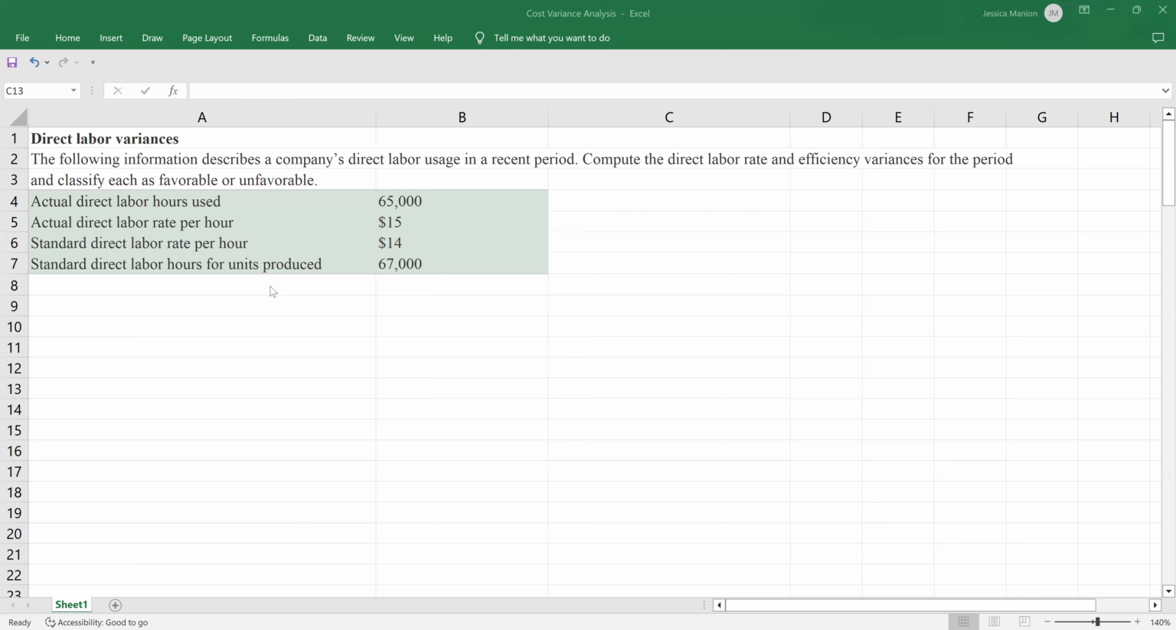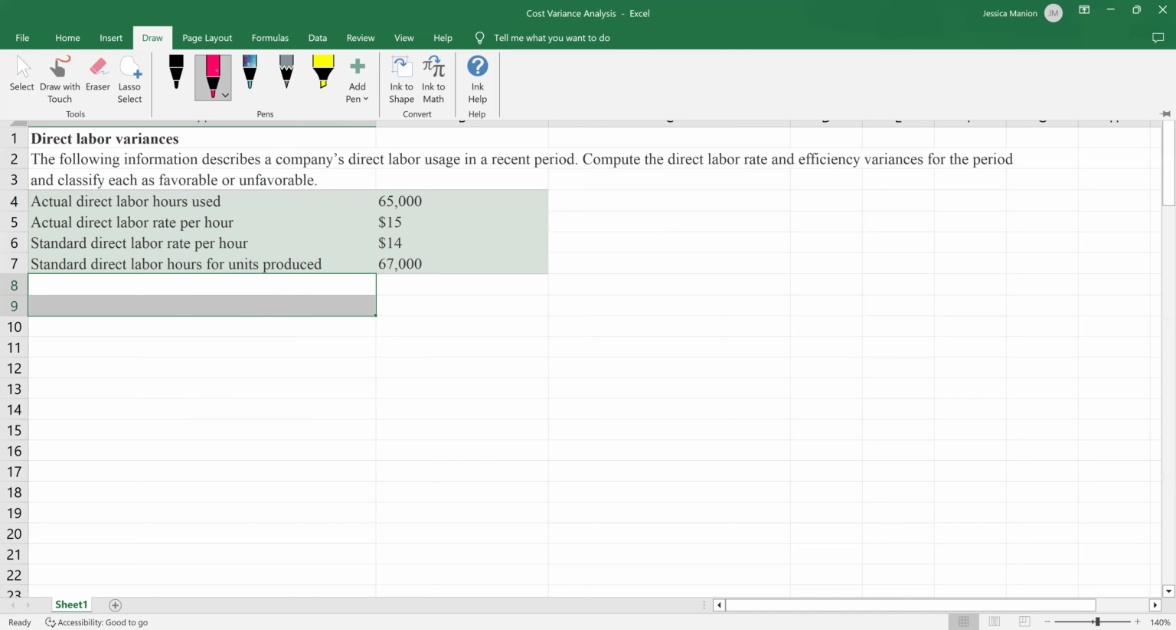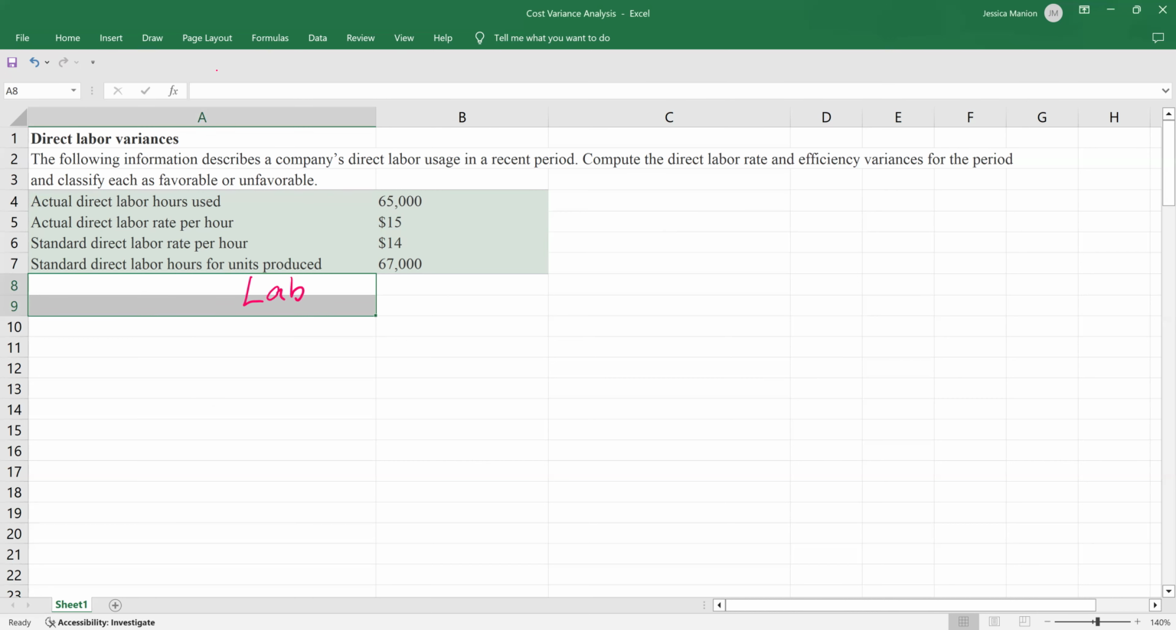We're going to be dividing this overall direct labor variance into either a labor rate variance or a labor efficiency variance. Let me get my pen pulled up here. That's what we're looking at dividing this up into.